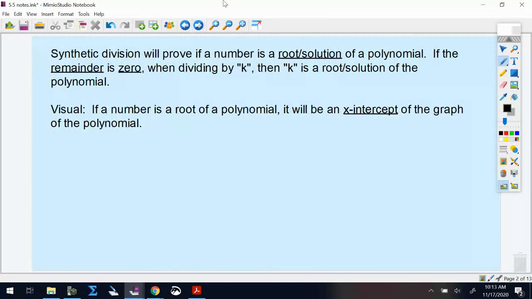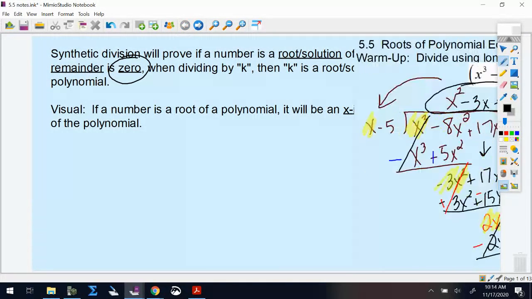So the goal in 5.5 is going to be to do the synthetic division. We're going to kind of step away from long division to be able to prove if a number is a root or a solution of the polynomial. The way I prove that is by going through this process of synthetic division and showing that I get a 0 remainder. That means that the number that I divided by is going to be a root of the polynomial. It means visually it's going to be where it crosses the x-axis.